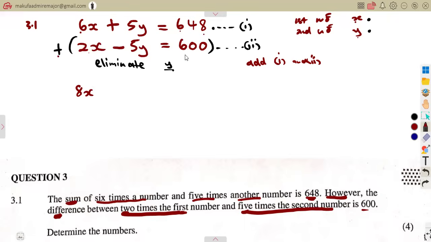648 plus 600, you add. That side, it was going to be 1,248. Divide by 8 both sides. That's obtaining the value of x, which is 156.